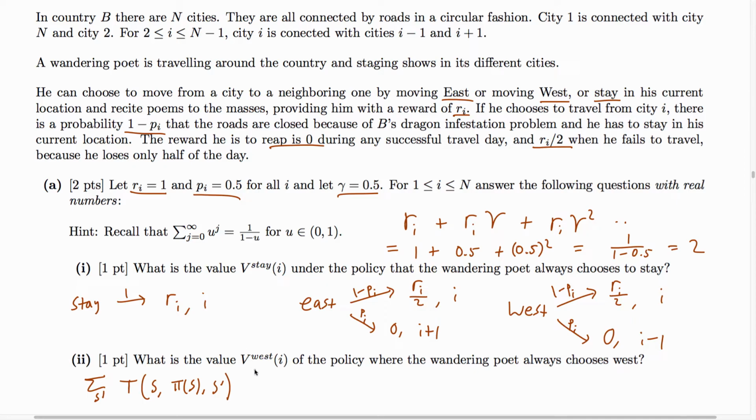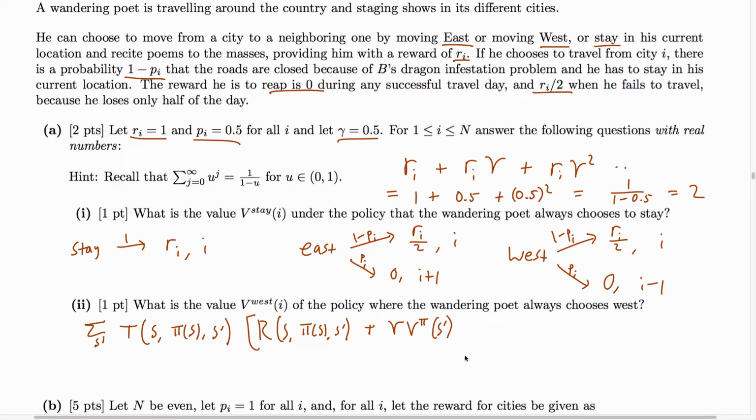And then once I have this, I need the expected discounted sum of rewards. So what's the reward of doing that, plus a discount factor of once you're there, how do you keep acting according to that policy? So this is what we want to evaluate. Let's consider the 2 things that can happen, because if you always choose to go west, then the 2 s primes you're allowed to land in are I or I minus 1. So you land in I with probability 1 minus p sub I.